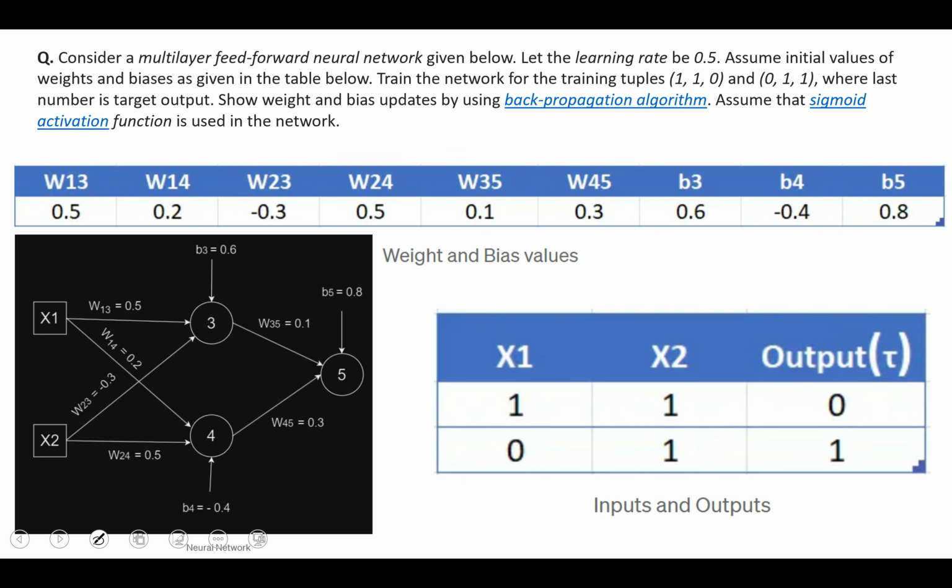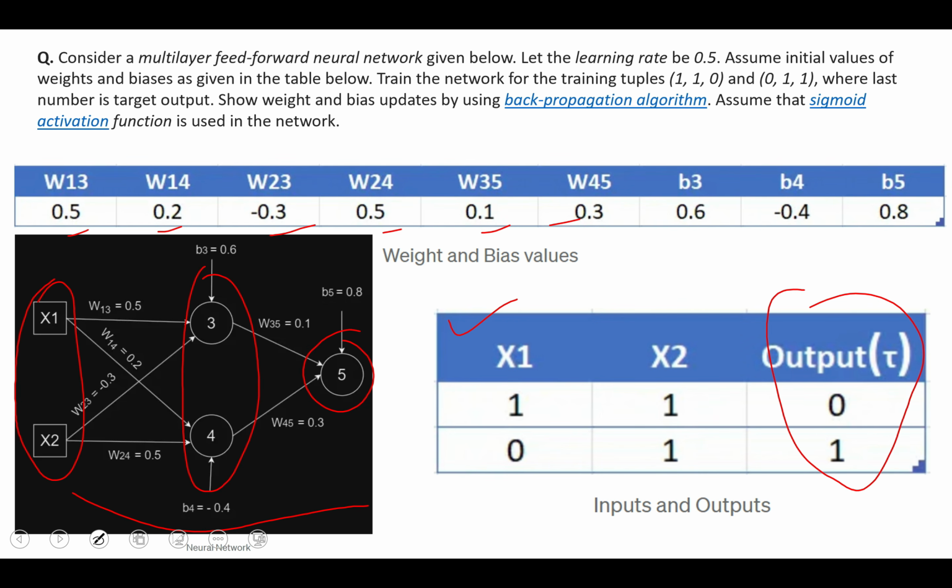So basically you can see that this is a very small architecture in which we have two inputs, one hidden layer, and in that hidden layer we have two neurons and an output neuron. All the weights are already given and the possible inputs are already given. This is my output, denoted by tau. For 1 1, my expected output is 0. For 0 1, my expected output is 1.